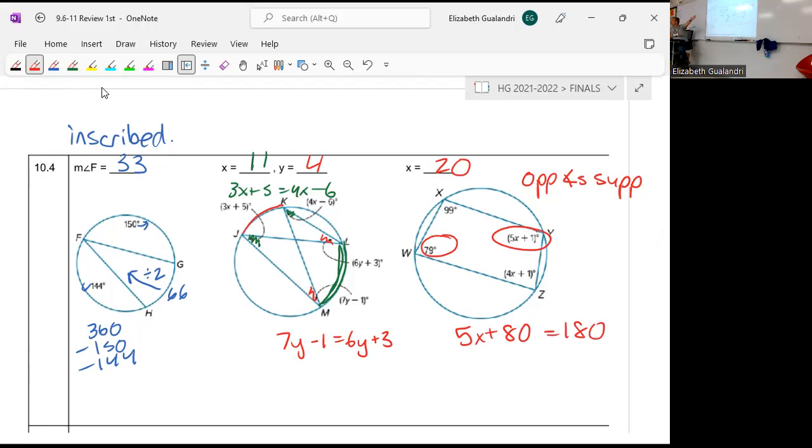Now, make sure you understand, I didn't do an if there, okay? If you have an inscribed quadrilateral, then opposite angles are supplementary. Okay, that's what we have in that picture.